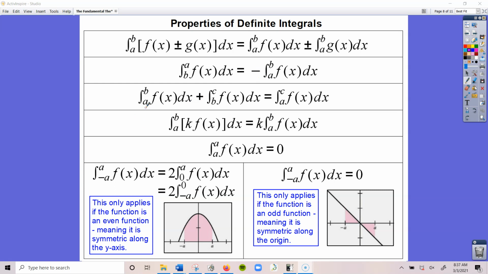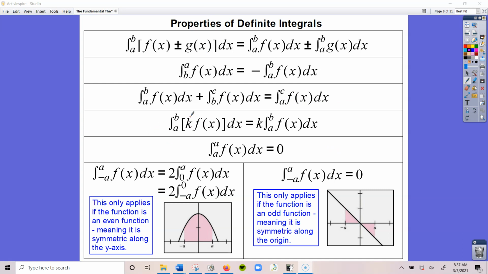If you have an integral from a to b, and then you're adding an integral of the same function but from b to c, then that's the same thing as if you were just integrating from a to c. So if it connects at b, you can just add them all together, and that gives you one integral. Now this is one that we've used before.